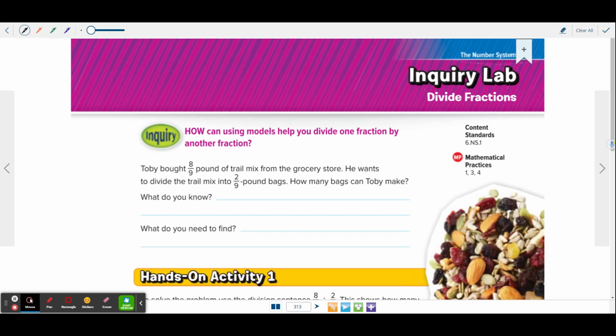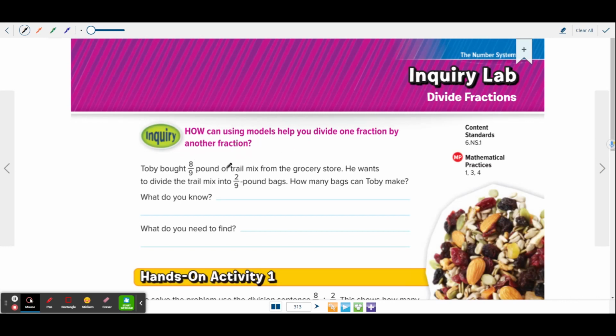So we're going to be working today on dividing fractions, the inquiry lab. It is on page 313 in your book. And I'm going to work through the first part with you and then let you work with a partner on the homework. So we are starting here on page 313. It says, how can using models help you divide one fraction by another fraction?